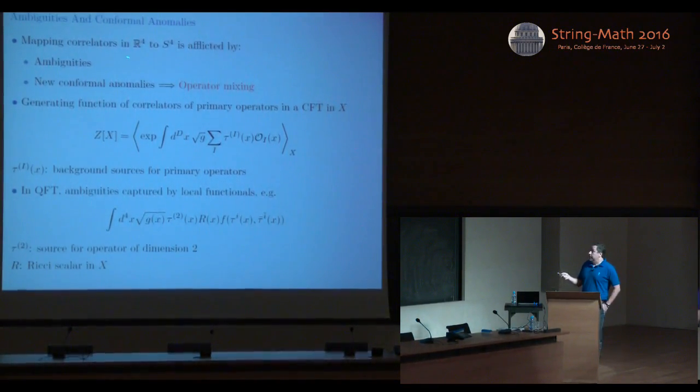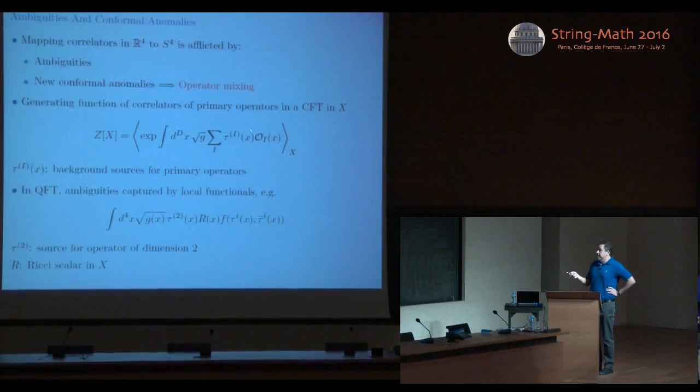It turns out that mapping correlation functions from R4 to S4 is afflicted by two related phenomena. One is the existence of ambiguities and new types of anomalies that lead to irreducible operator mixing when you study a superconformal field theory in a curved space. So let me just briefly give you a sense of what I mean by these words.